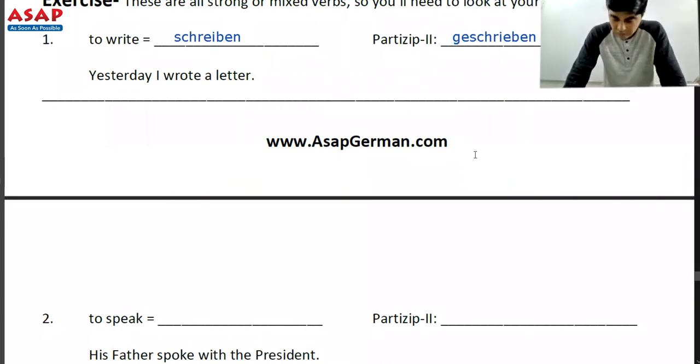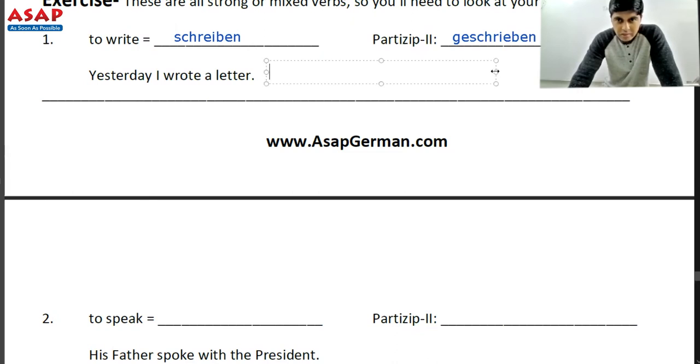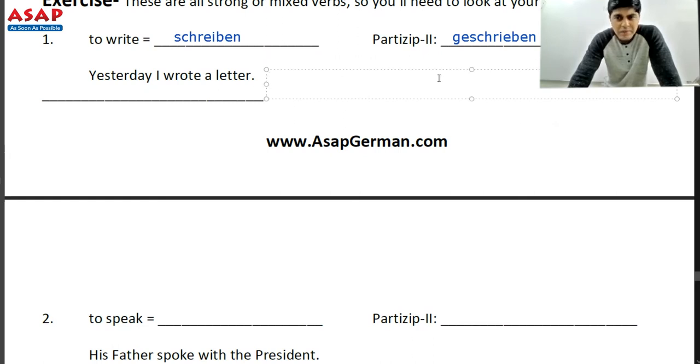Anand, one question. You wrote "ich habe gestern einen Brief." While translating, I wrote "ich gestern" and I didn't use habe in that sentence. Is it a rule that for every past tense sentence there has to be this conjugated form of haben? Yeah, of course. Otherwise, if I say "ich gestern einen Brief geschrieben," is it incorrect? Yes, it is exactly as incorrect as "I written a letter."